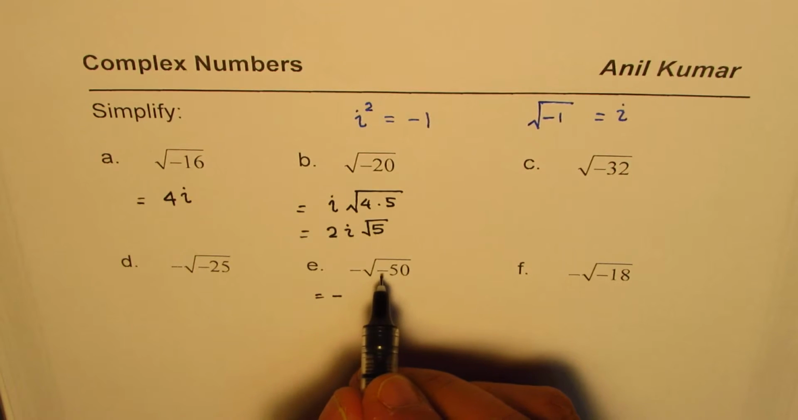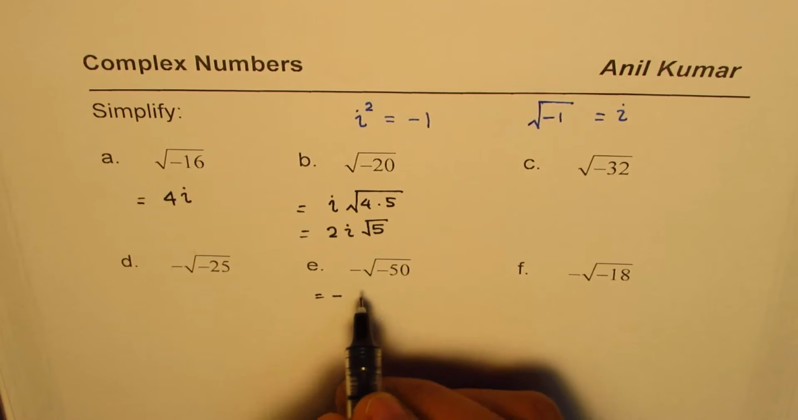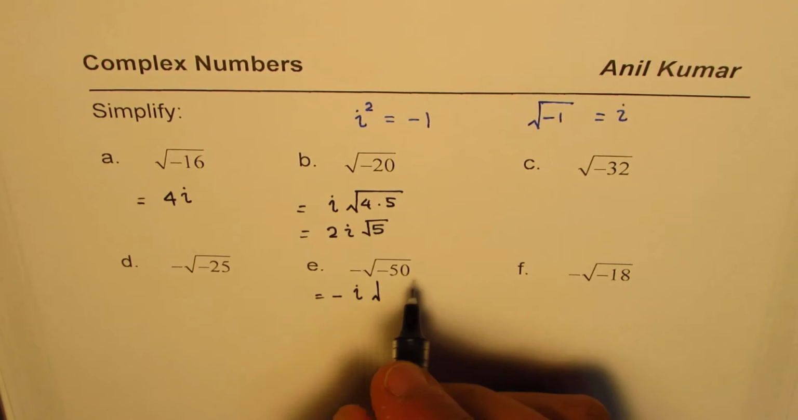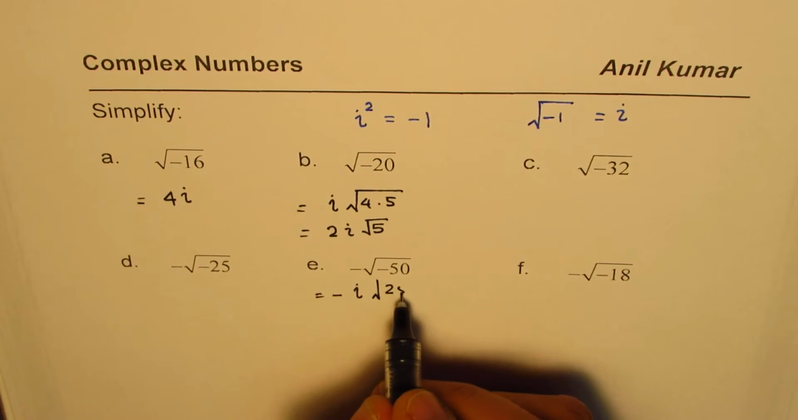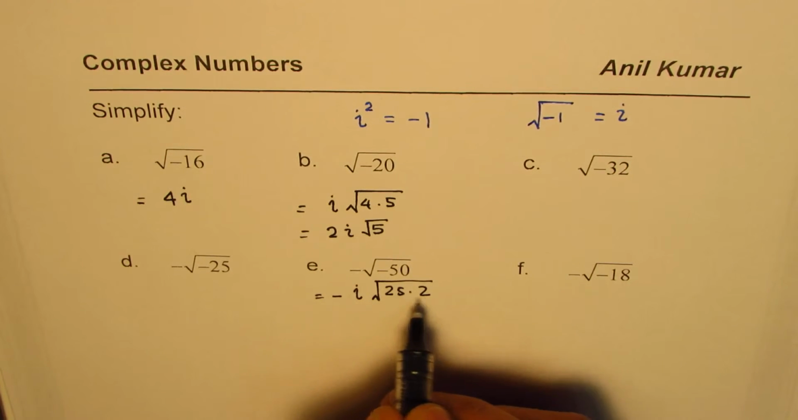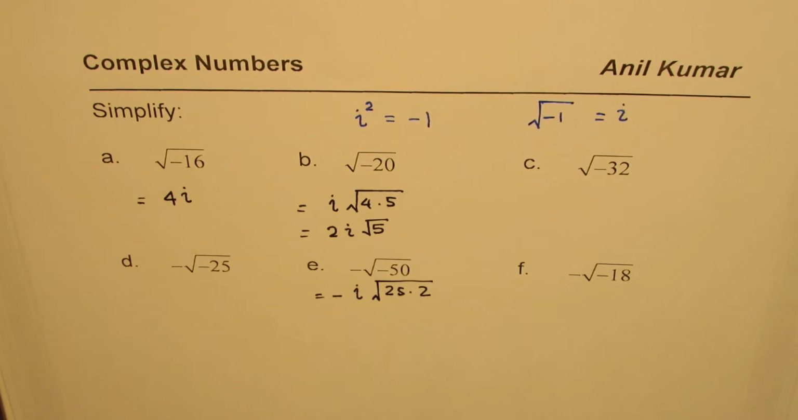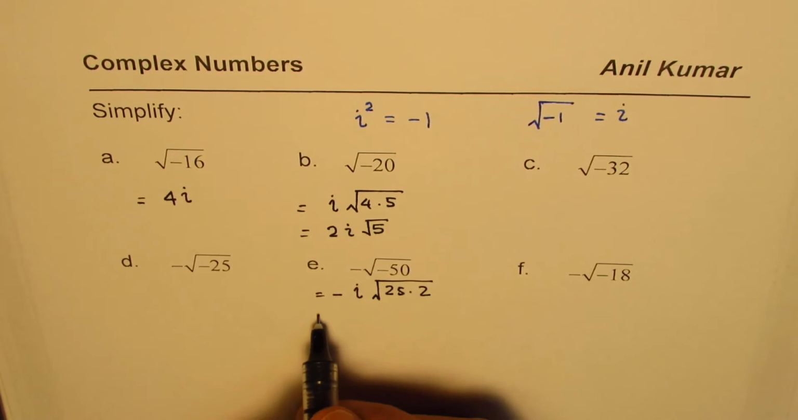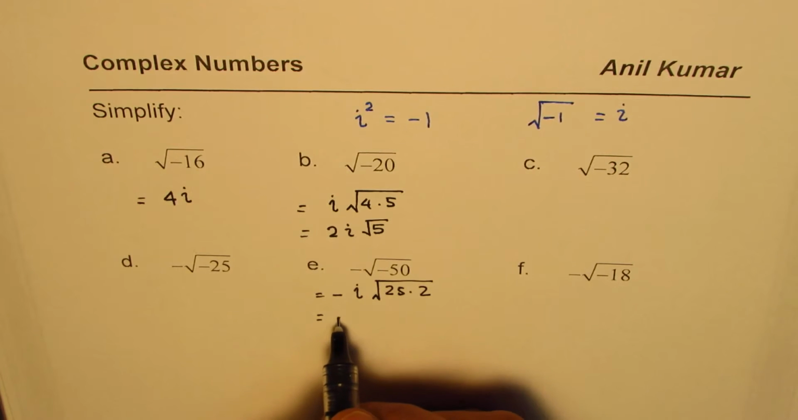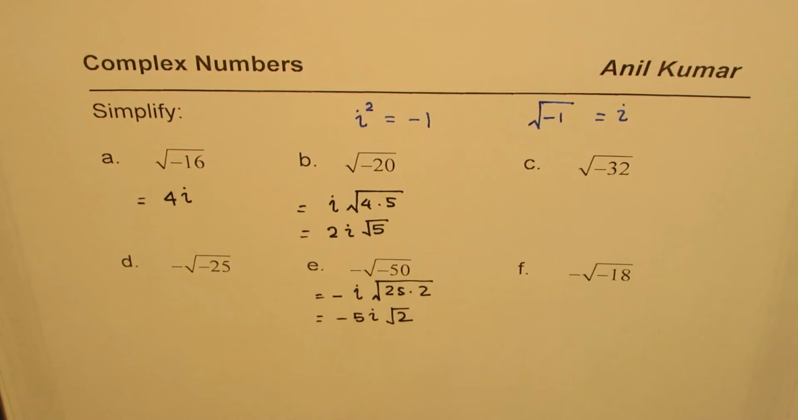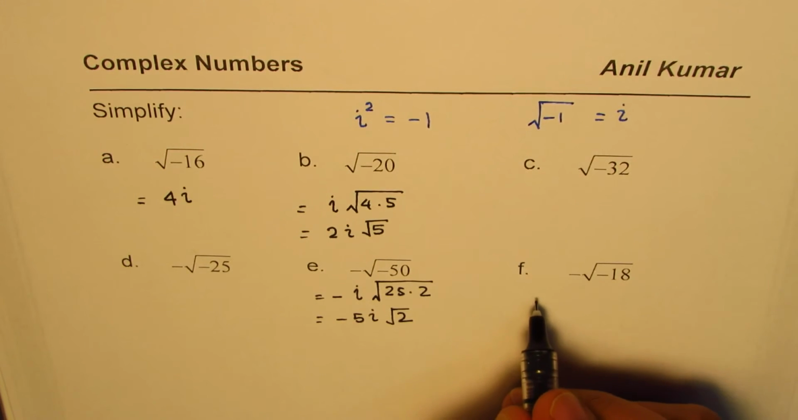We know square root of -1 is i, so I'll take this out and break 50 into two numbers. 25 times 2. Why did I use 25 times 2 and not 5 times 10? Well, because 25 is a perfect square, and I could write this as -5i square root 2, right? Since 25 is 5 square, that is why. Let's do the next one.